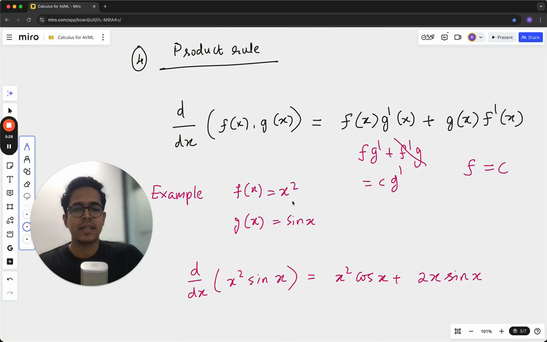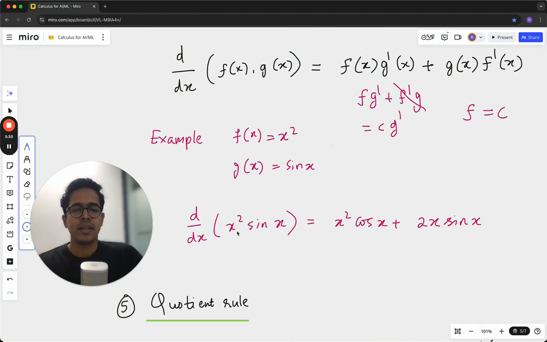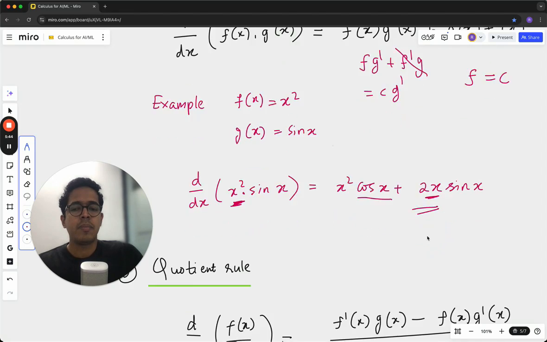So if f of x is x square and g of x is sin x, then d by dx of x square times sin x is x square times d by dx of sin x, which is cos x, plus sin x times d by dx of x square. D by dx of x square is 2x, so 2x times sin x. So this is the product rule.